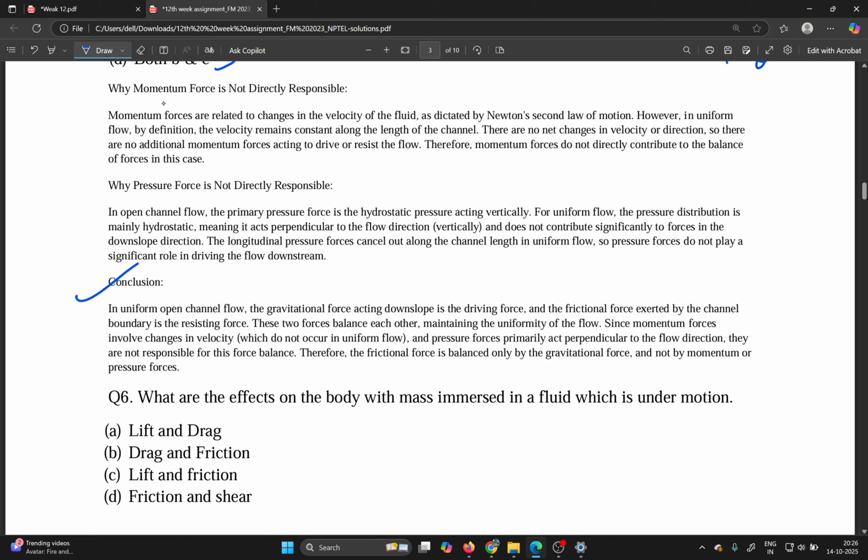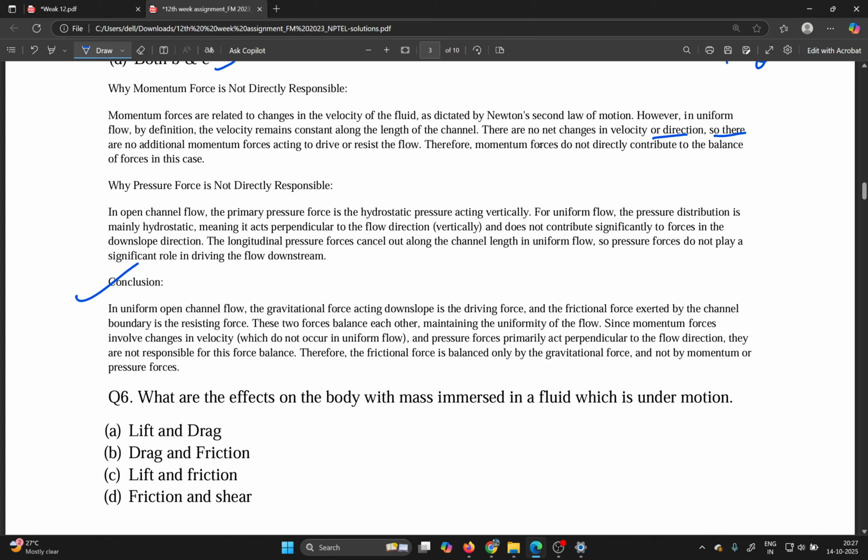And here it is given why momentum force is not directly responsible: momentum force is related to the change in velocity of the fluid, as dictated by Newton's second law of motion. However, in uniform flow, by definition, the velocity remains constant along the length of the channel. So there is no change in velocity or direction. So there is no additional momentum force acting to drive or resist the flow.